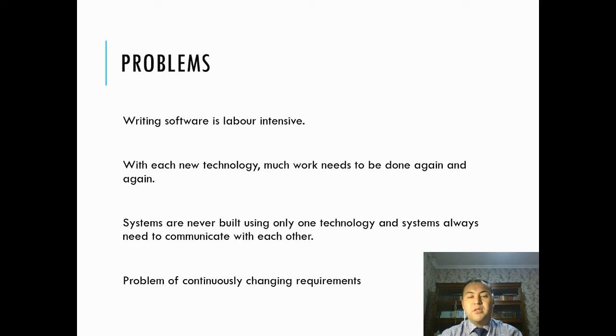Still, software development is an area in which we are struggling with a number of major problems. Writing software is labor-intensive. With each new technology, much work needs to be done again and again. Systems are never built using only one technology, and systems always need to communicate with other systems. There is always the problem of continuously changing requirements.